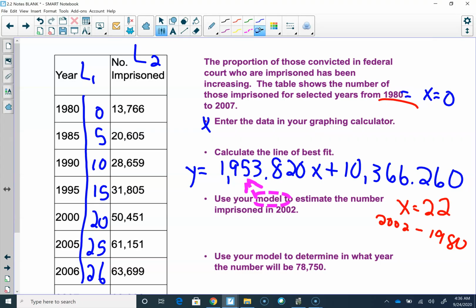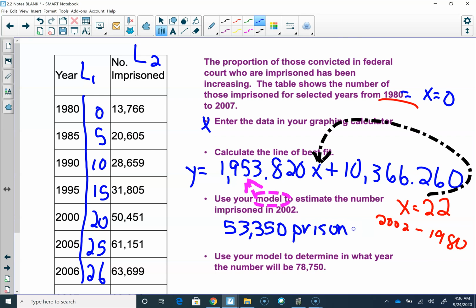So now I'm going to take that 22, and I'm going to drop it right here and plug that into my calculator. And when I do that, I end up with about 53,350 prisoners. So I am making a prediction here that in 2002, which would be somewhere in the middle here, right, I'd have about 53,350 prisoners. And that's the whole point of finding this line of best fit, or this regression line.